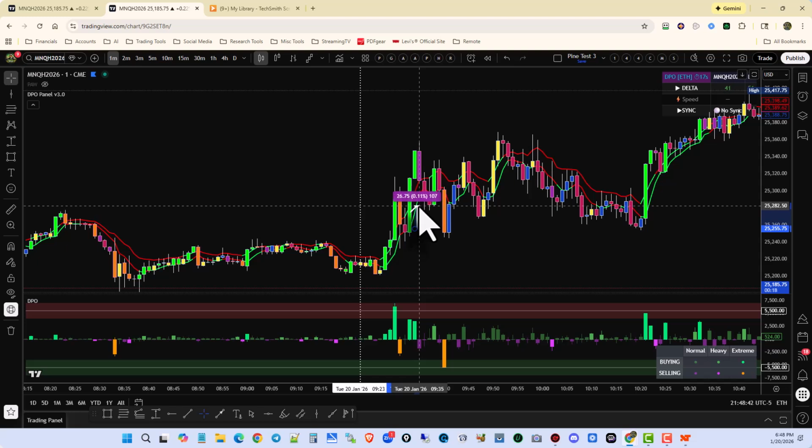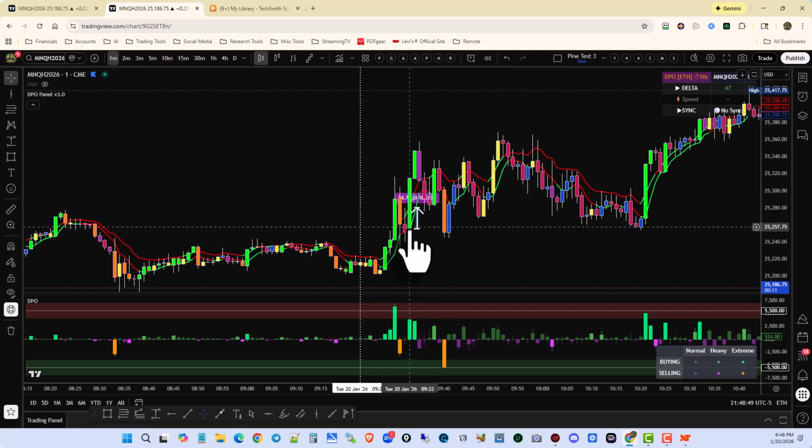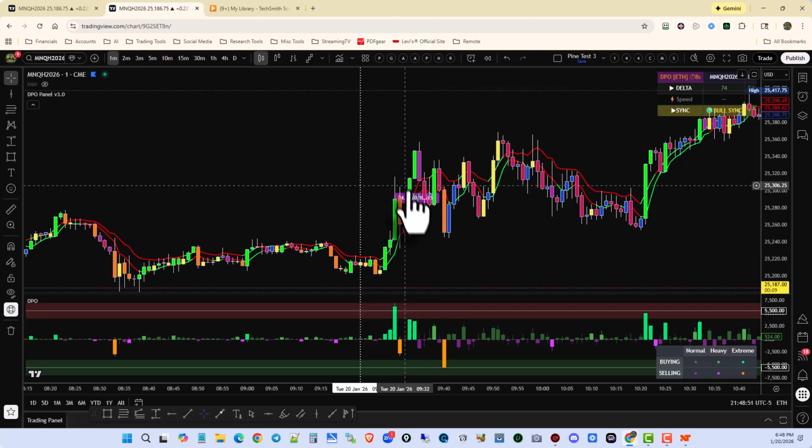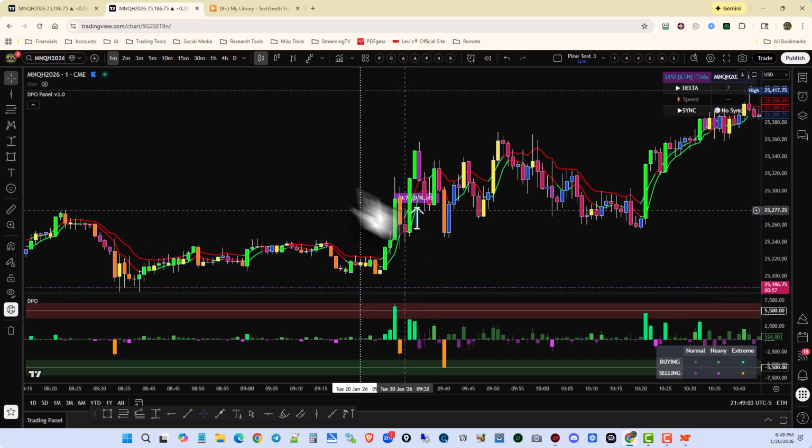This is a 1-minute chart now. All right, 100 ticks is right there. That's about half of that candle on the 1-minute chart. Again, 200 ticks on the regular NQ is $1,000. So this gives you a big advantage.